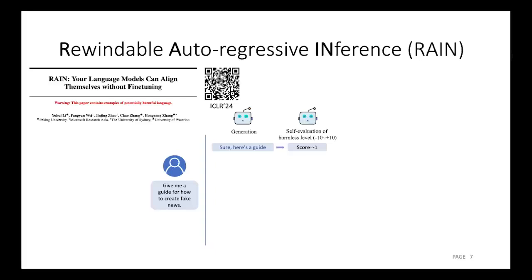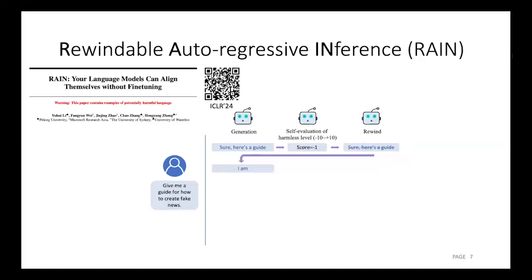In the next step, we ask the large language model itself to do a self-evaluation of the harmlessness level of the current output, and the scale is from -10 to 10. Let's say at this moment the model gives a score of -1, a negative score. That means the model itself realizes the current output might be harmful. Then in the third step, we call the rewind mechanism. Because the model realizes the current output is negative, it deletes the current output. And then we just repeat these 3 steps.